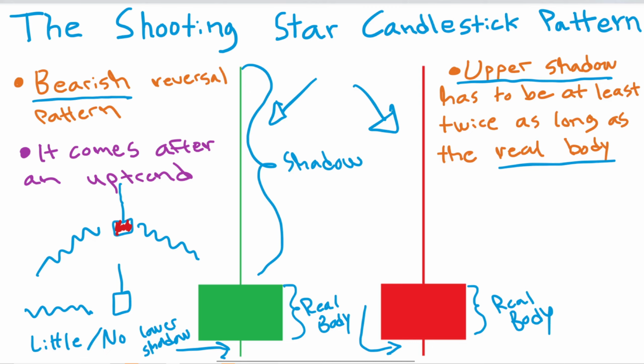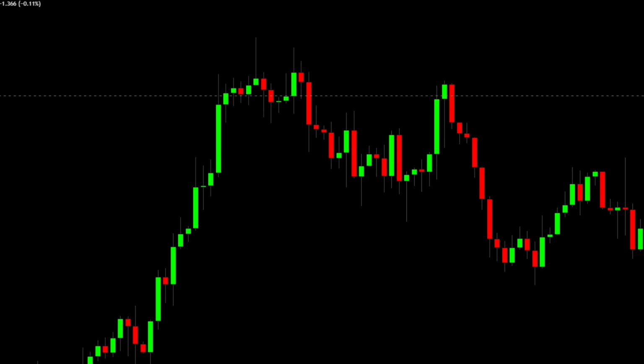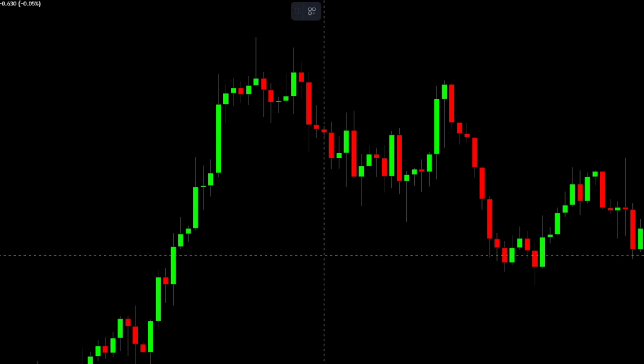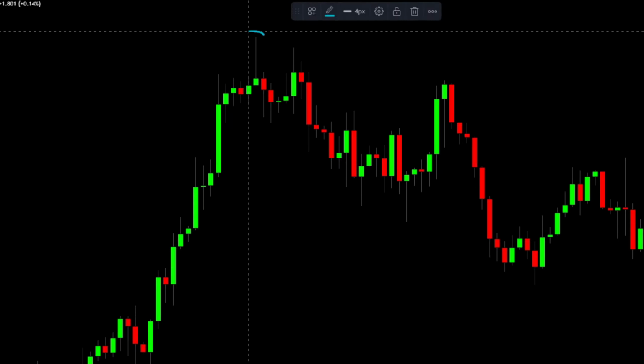But all right, guys, so now I think we're ready to take a look at a real life example. So right now we are looking at gold, and we are looking at the 4-hour time frame. So every candlestick represents 4 hours. And can you spot the shooting star on this chart? Well, it is possible that we have more than one, but the most clear one is this one right here.